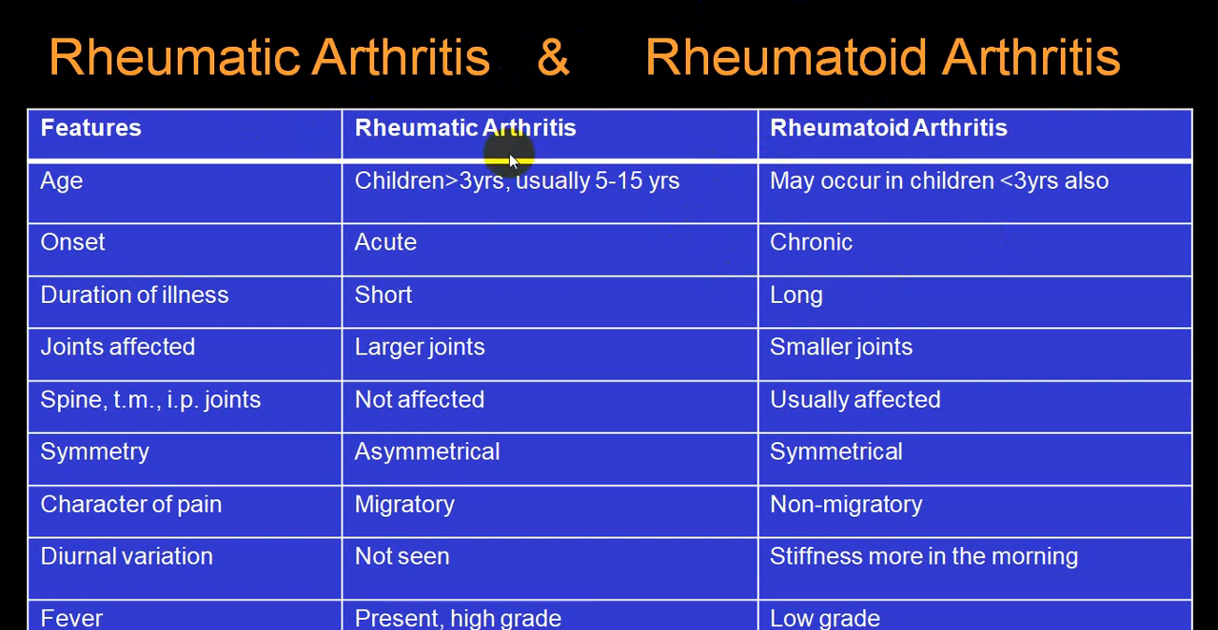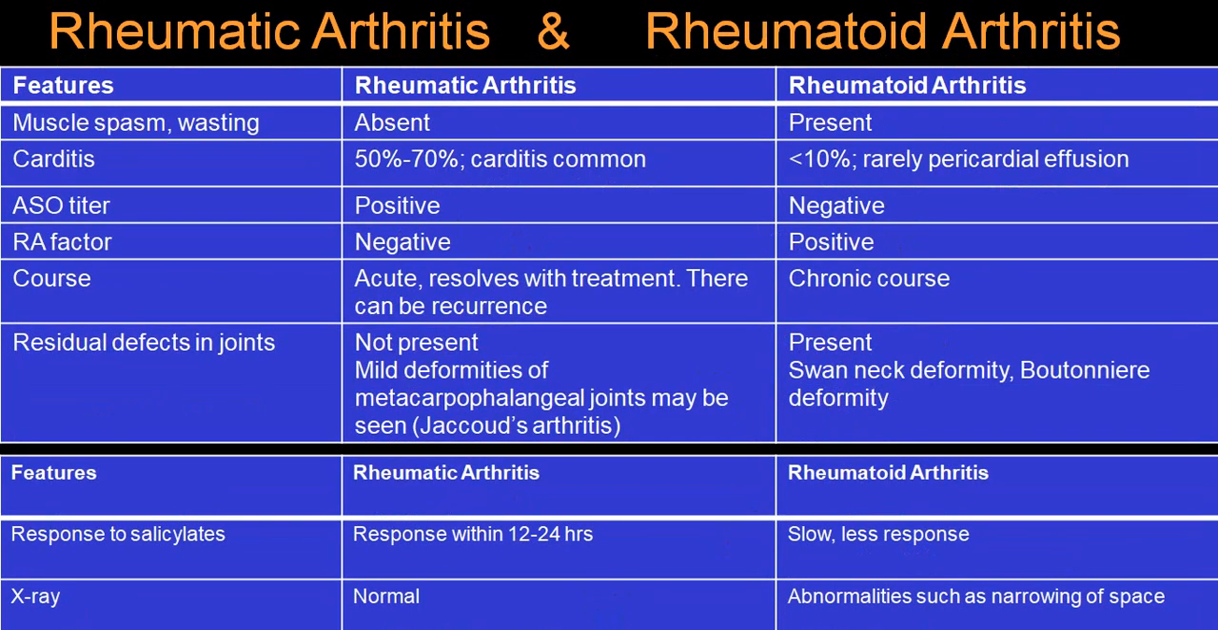Almost similar. This is more acute, this is more chronic. This is short duration, this is long duration. This involves large joints, this involves small joints. This is asymmetrical, this will be symmetrical. Rheumatoid arthritis will be symmetrical and mainly small joints. This will be migratory, this will be non-migratory. And fever is a more common feature here, while in rheumatoid you come across it very rarely. ASO titer will be positive in rheumatic fever. RA test will be positive in rheumatoid arthritis.